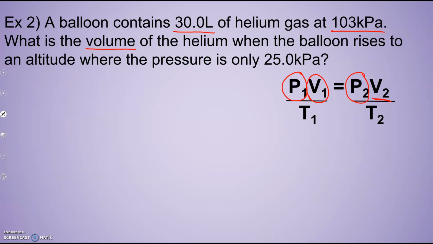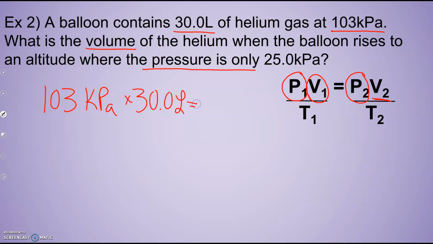When the balloon rises to an altitude where the pressure is only 25.0 kilopascals. So there, even if you didn't know kPa was a pressure, later in the question it says the pressure is only. So try to use context clues there if you're unsure about that. So go ahead and let's plug this in. So P1 is 103 kPa multiplied by 30 liters. Okay, that's equal to our second pressure, which is only 25.0. Okay, kind of running out of space. Times our unknown of V2.